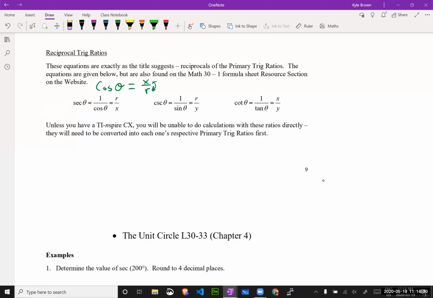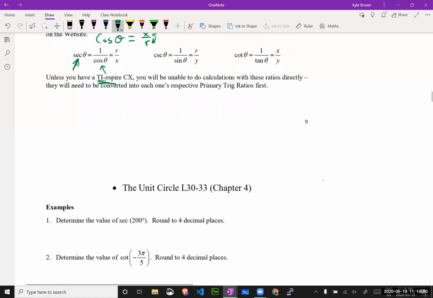Unless you're using the most recent TI Inspire calculator, you're going to have to convert these into their primary trig ratios to actually put them in. And really, even if you had this calculator, I think you should anyway. I think you should actually just know where it came from. So let's do some examples here. So what do we mean by all this?